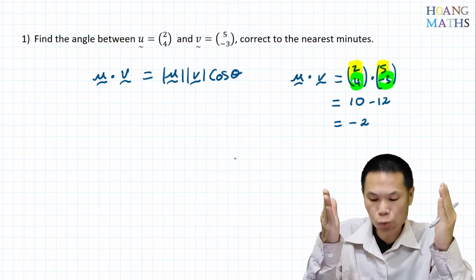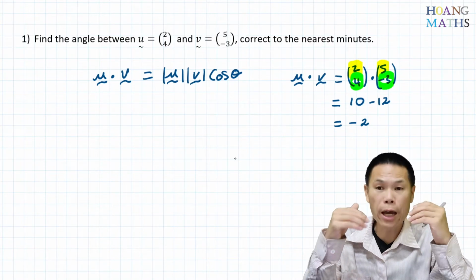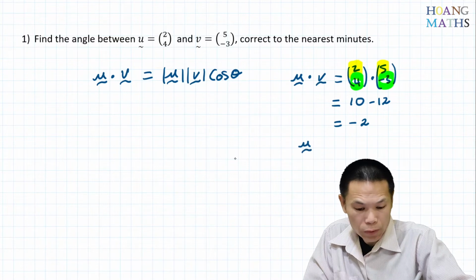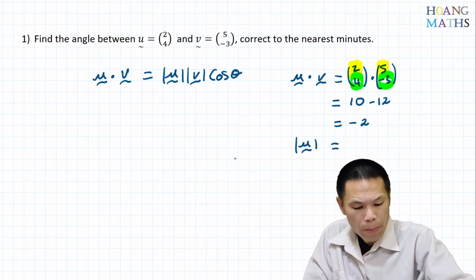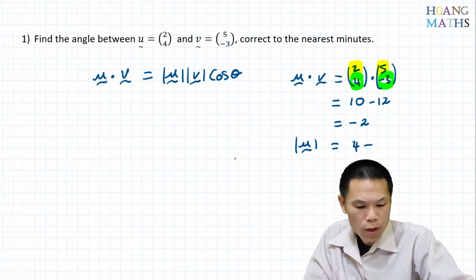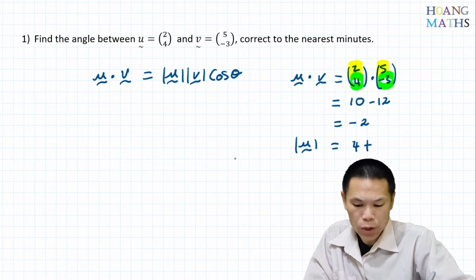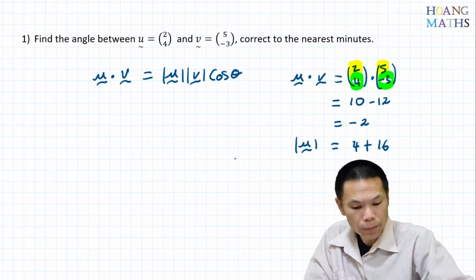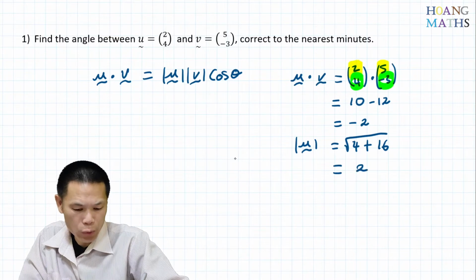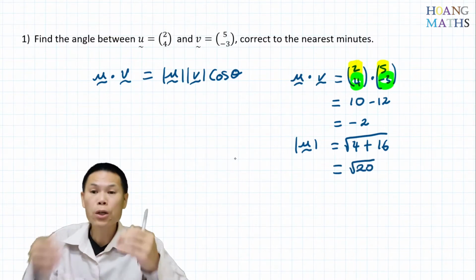So now we just need to work out the magnitude of u and the magnitude of v. So the magnitude of u, u is (2, 4). So 2 squared is 4, plus 4 squared, which gives me 16, and square root of that. So therefore this gives me 20, so square root of 20.